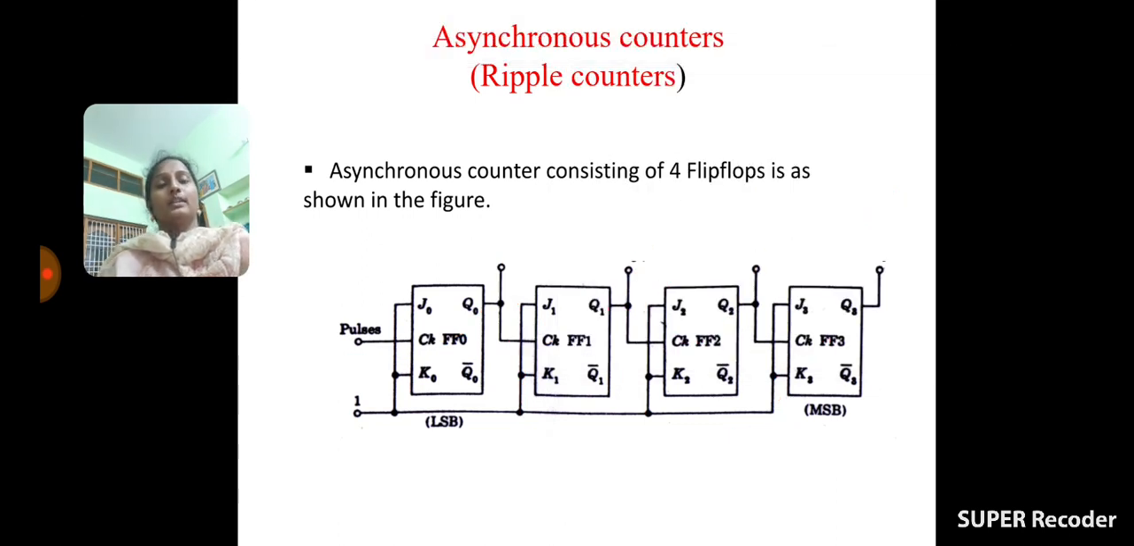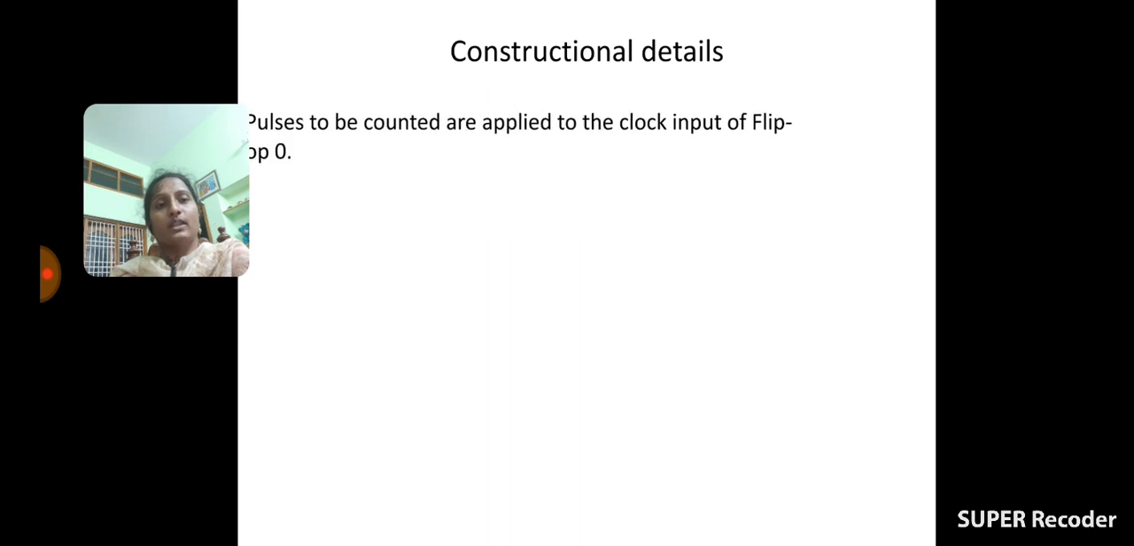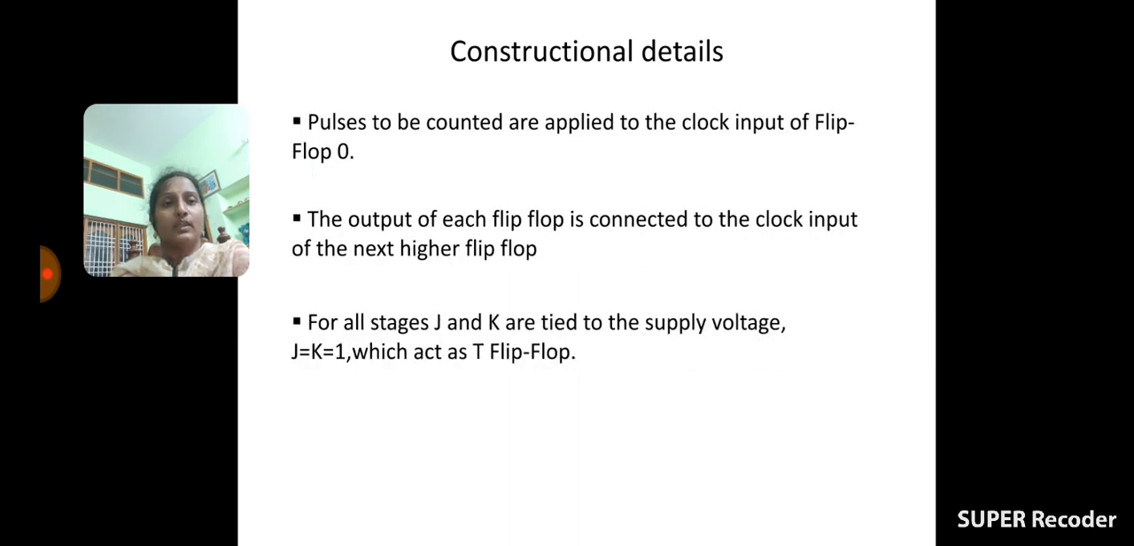Okay, in a synchronous counter, the counters are designed with the help of JK flip-flops, and the clock pulse must come from the output of the previous stage, and the input must be applied to all the flip-flops at the same time, the same input. Okay, once see the slide, the pulses to be counted are applied to the clock input of flip-flop 0. The output of each flip-flop is connected to the clock input of the next.